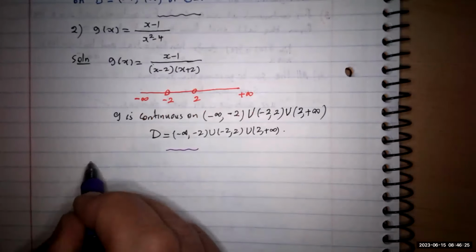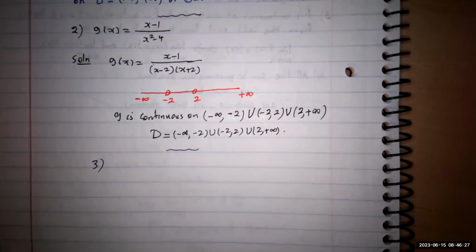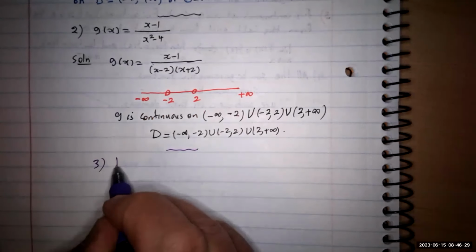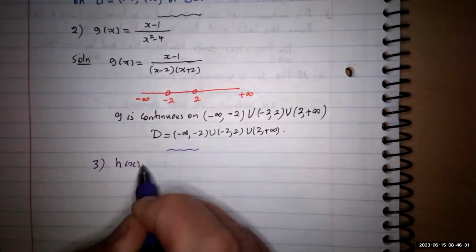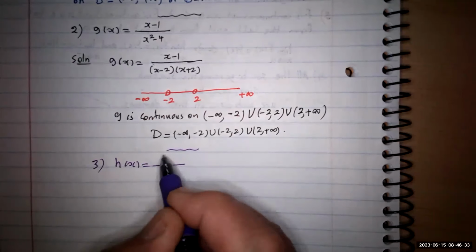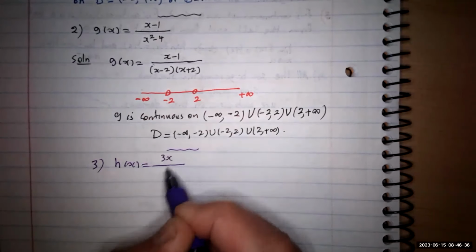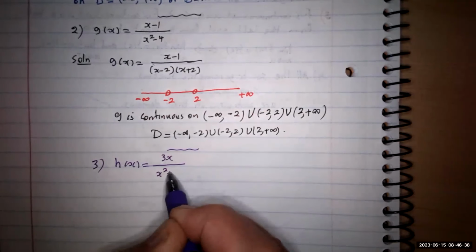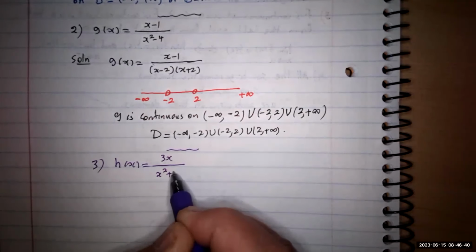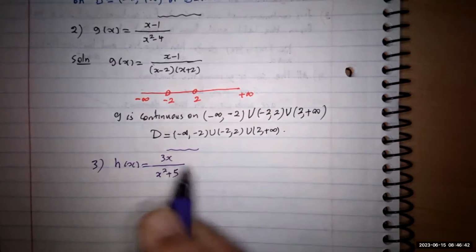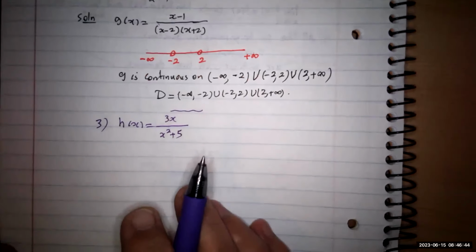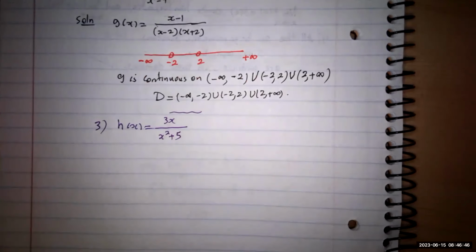That's type 2. For the rational function, you may get another one. That's why I reviewed this one at the beginning. How about this one? h of x is a rational function again, but the denominator is x squared plus 5. Can you tell us where this function is continuous? Any suggestion?